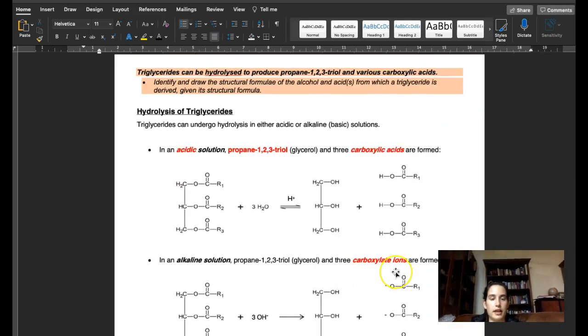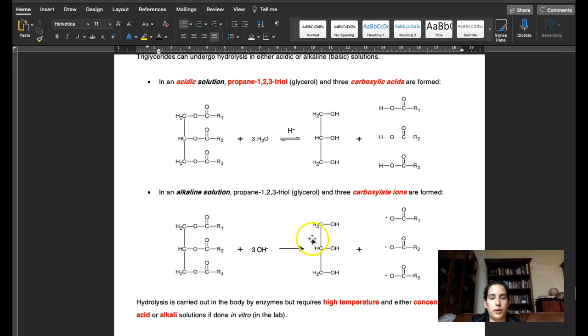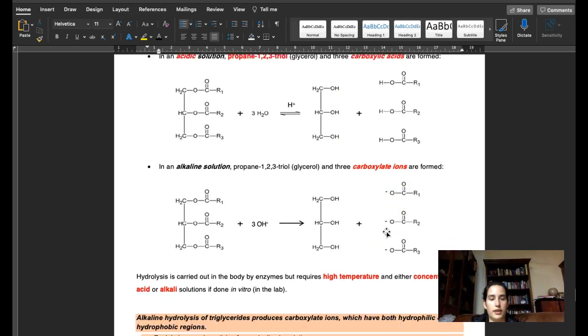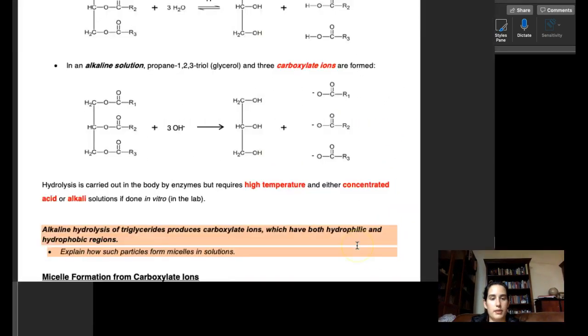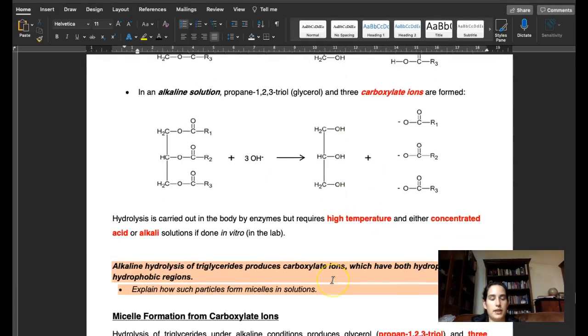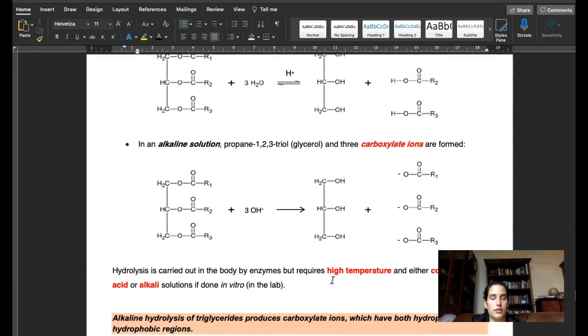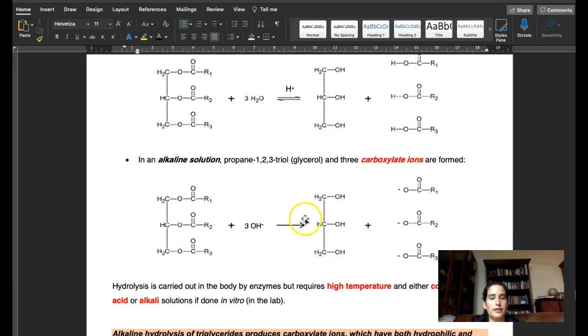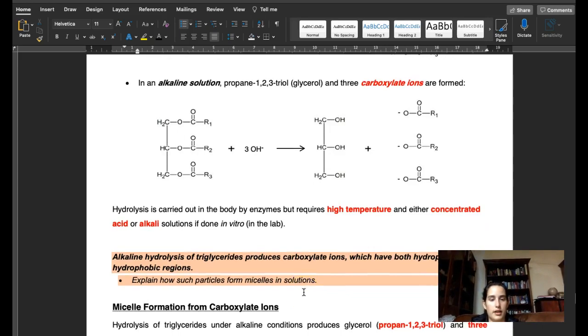If we do it in alkaline solution, like esters, we will break it up into glycerol, but this time into the carboxylate ion, which has the negative charge. And if we had a sodium ion, we'd be able to add a sodium ion over here. Now we do require high temperature and we need concentrated solutions in order for this to occur. So either concentrated acid or concentrated alkali.